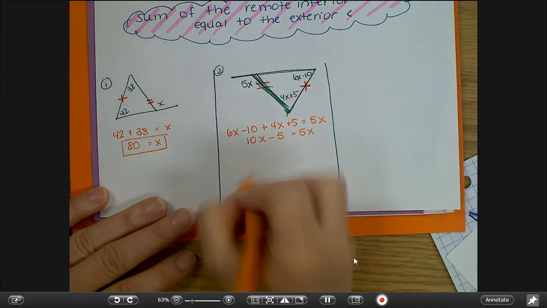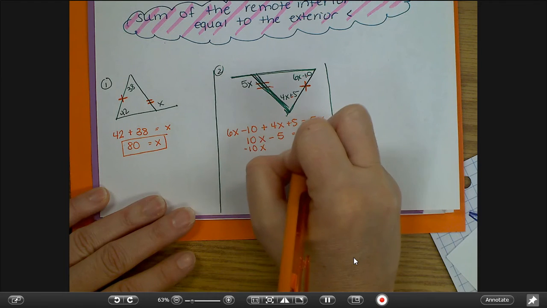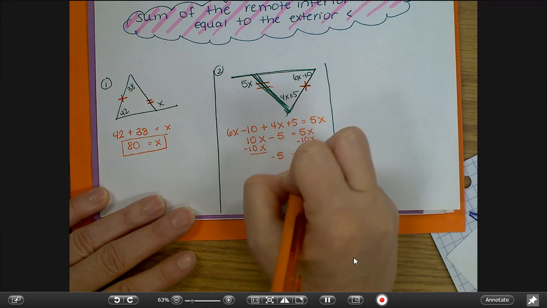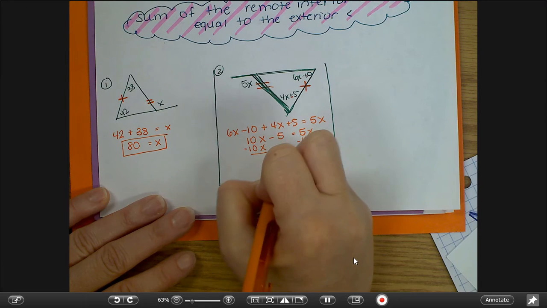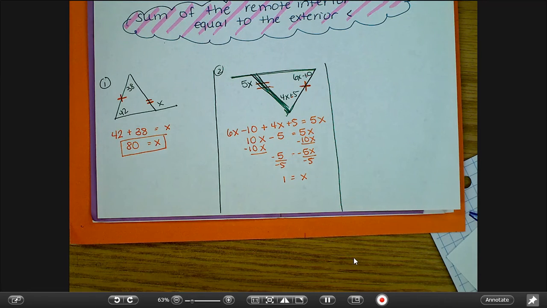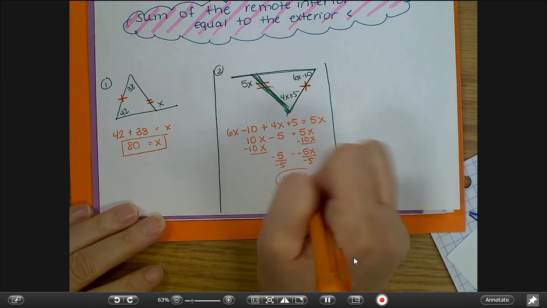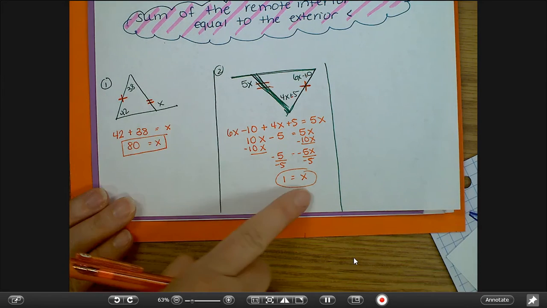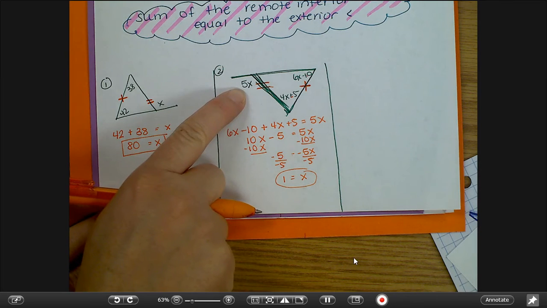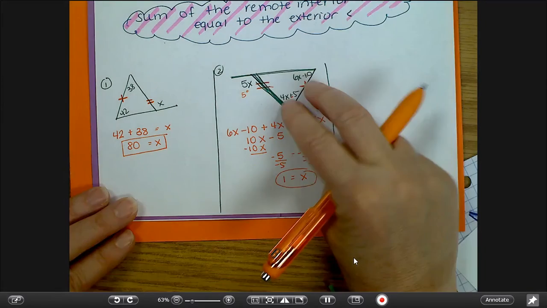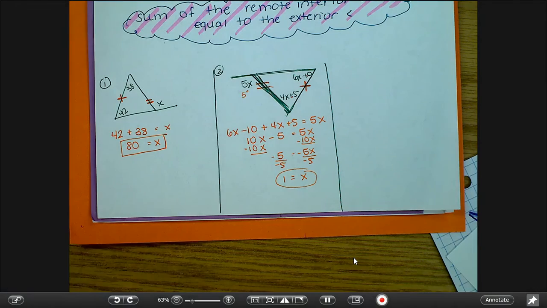Combine like terms. We're going to move across there. Divide. So 1 equals x. So this is definitely not drawn to scale. So x is 1, and we have found x. If we want to actually figure out the angles, we would substitute that in. So this would actually be 5 degrees. So this is a terrible drawing of it, but that would be 5 times 1 is 5. And this would end up negative. So let's not do that. That's not good. All right.